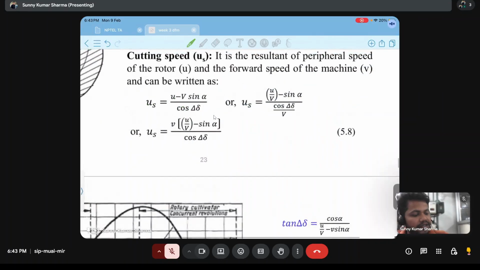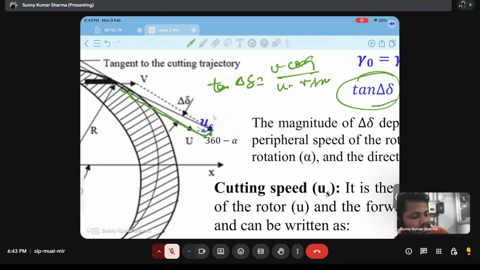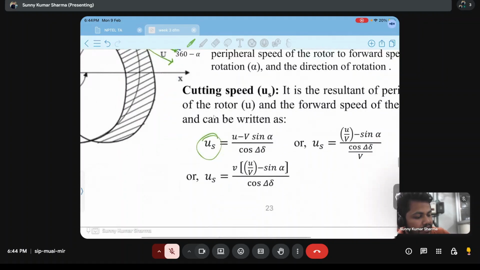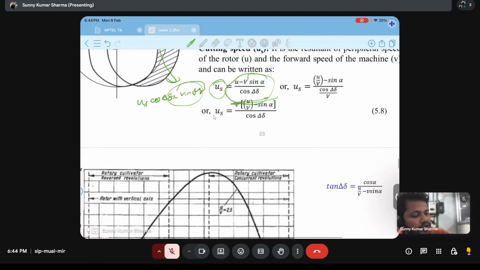Next thing is cutting speed, that is Us. Again, we will see this picture and see that Us cos del delta is the projection of this Us on this horizontal line. So Us cos del delta is this whole line, and this whole line is nothing but u minus v sin alpha. So Us is equal to (u minus v sin alpha) by cos del delta. So in terms of alpha and u by v, we are getting Us and tan del delta.